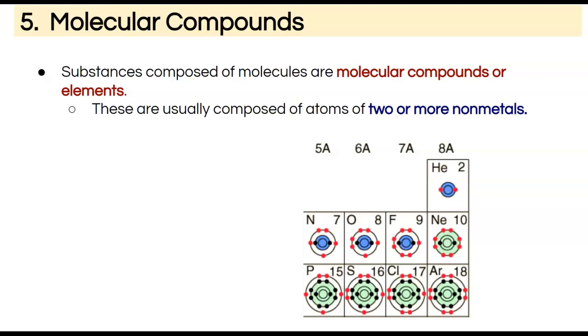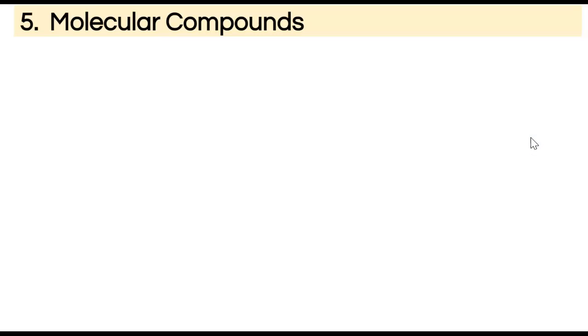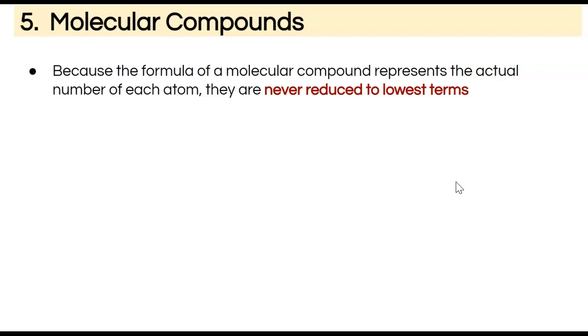Okay, so how are you going to identify from a formula if a compound is molecular or ionic? If it is ionic, you will see it's composed of a metal and a nonmetal. If it is molecular, then you will see that it is composed of two or more nonmetals together. Because the formula of a molecular compound represents the actual number of atoms that are present in that molecule, we never reduce our molecular compounds to lowest terms.